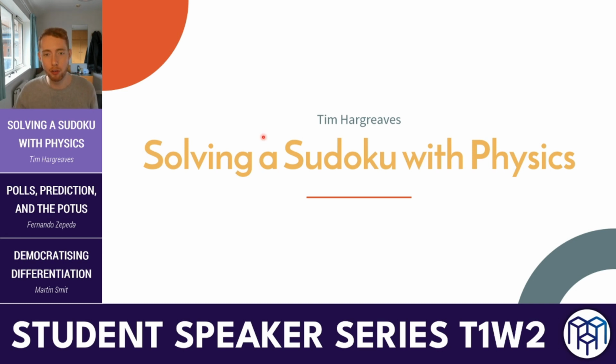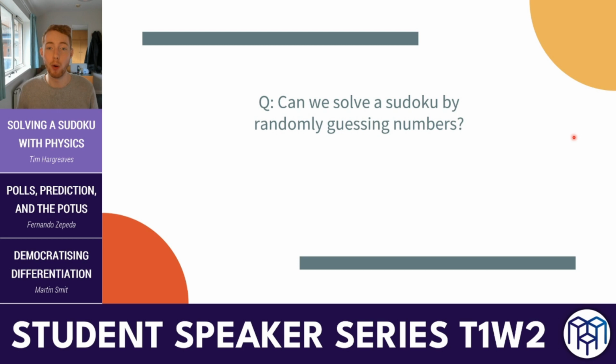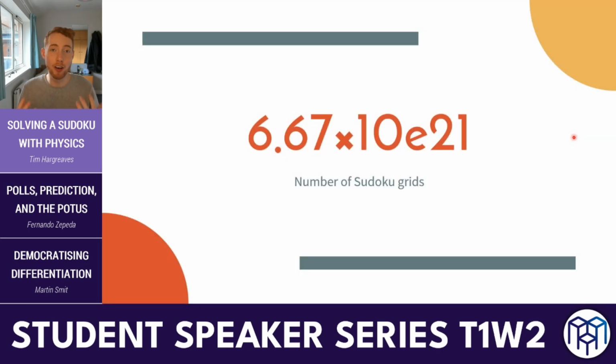Okay, so I want to start this talk by asking a motivating question. Can we solve a Sudoku by randomly guessing numbers? And if you think about this problem for a second, you should come to the conclusion, yes, you can. The reason for this is that there's a finite number of possible Sudoku boards. The number is massive, it's more than the number of grains of sand on the Earth, but it's a finite number. We could simply run through all these and check, do they line up with the numbers we've been given? And if so, we found a solution.